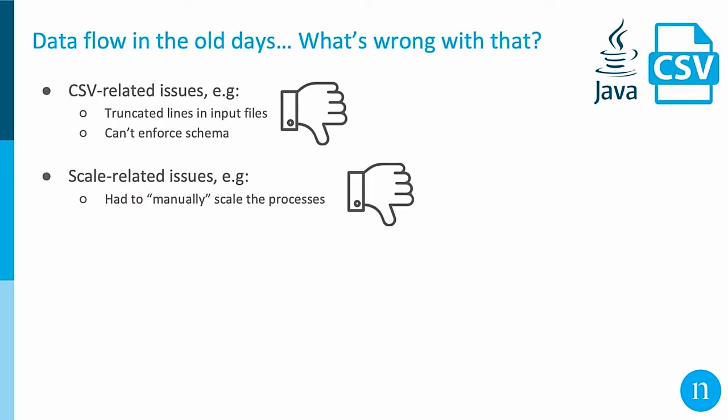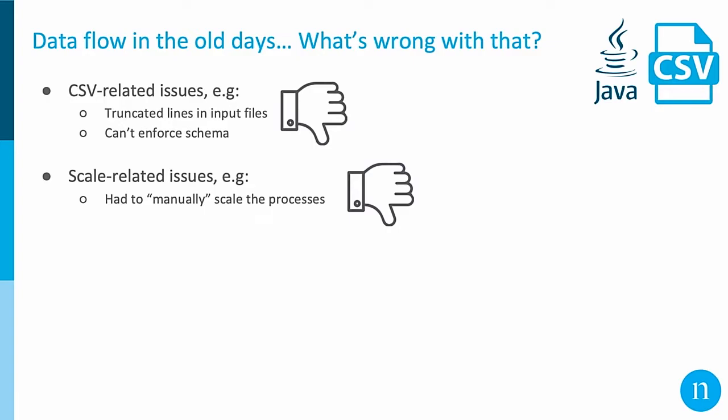So what's wrong with that? So we had the two main types of problems. The first one was CSV-related issues. First of all, we had issues of lines truncated within the CSV files because of multi-threading issues. But the more problematic issue was we couldn't enforce schema on the producer of the files.